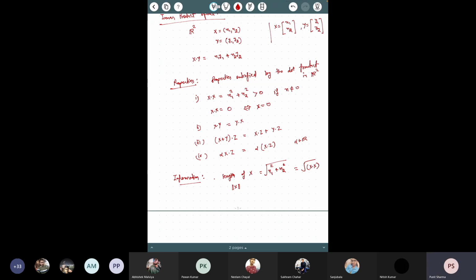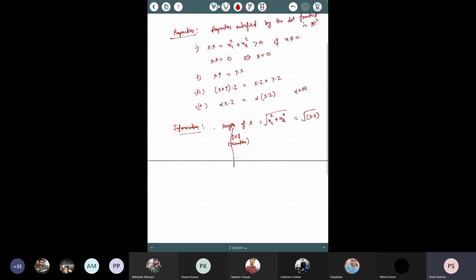So if we know the dot product in R2, then by using the dot product, we can tell about the length of it. We can measure how big or how small a vector is by looking at its length, and length can be defined by the dot product. What else can we do? We can also tell about the angle between two vectors. So using the dot product, you will see that we can talk about the angle between x and y.